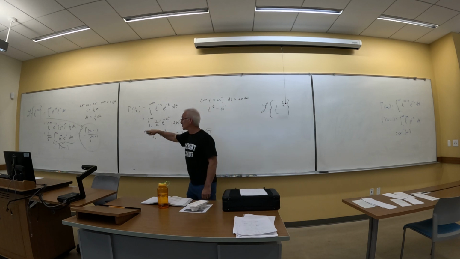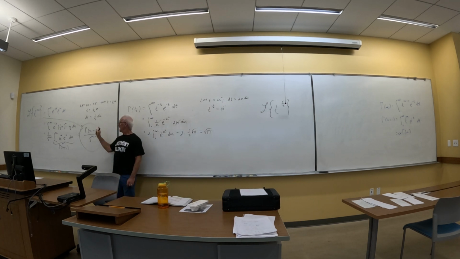But that formula is always true. It's just that if alpha is not halves or positive integers, I won't be able to give you a number here. I can write this formula, always true, but again, I'd be stuck in the gamma.